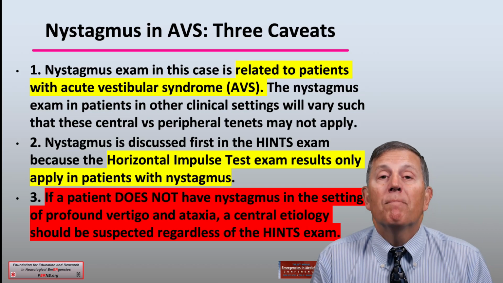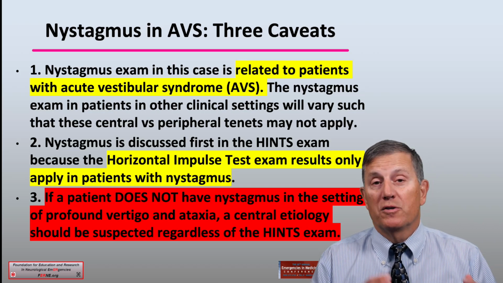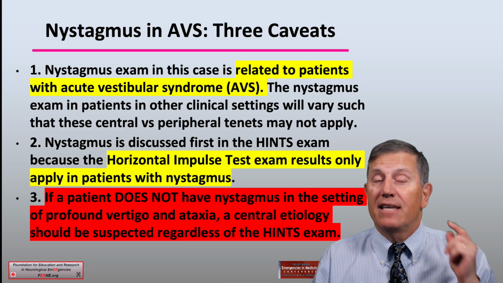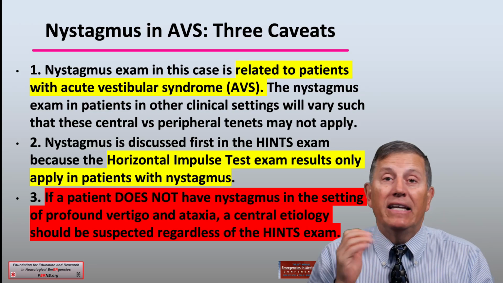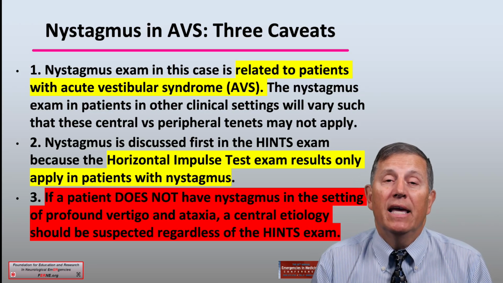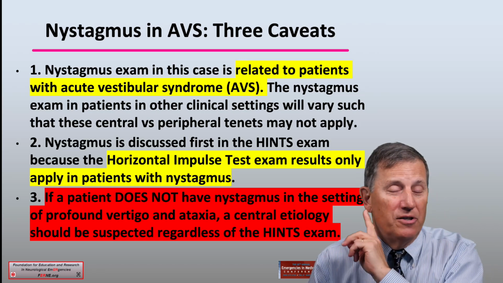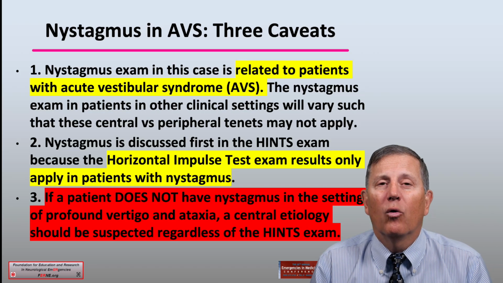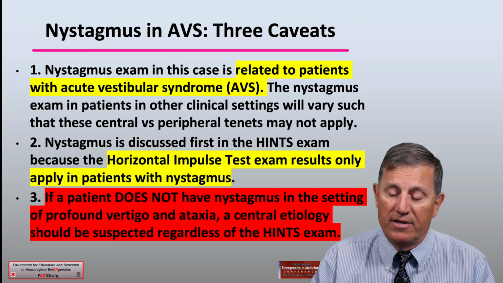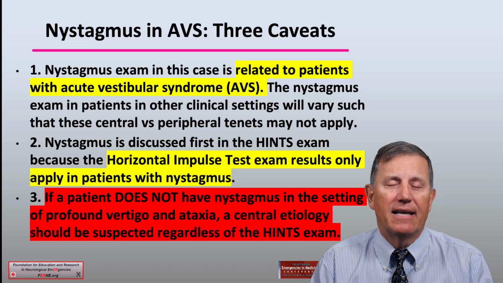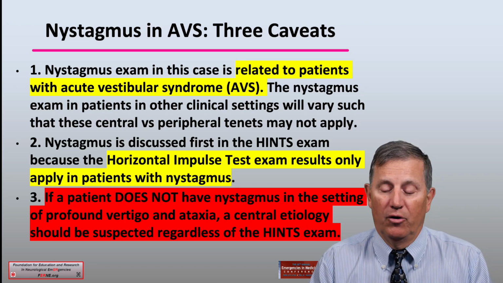Why is that? If you are going to say a patient who is profoundly vertiginous has a peripheral etiology, they need to have some nystagmus in order to suggest that their abnormal eye movements are related to disruption in one or the other vestibular system. If there's no nystagmus whatsoever, it is likely a central etiology to the vertigo symptoms.